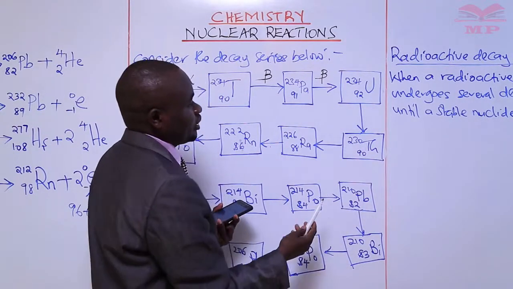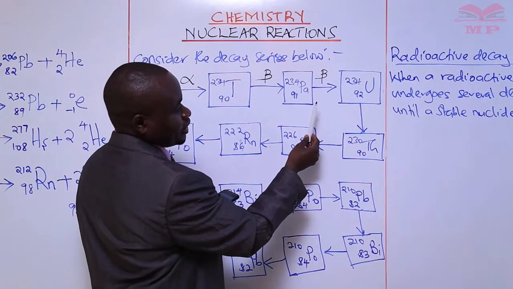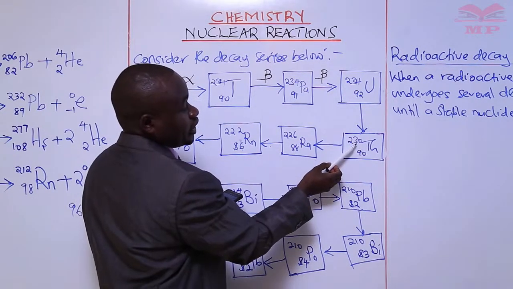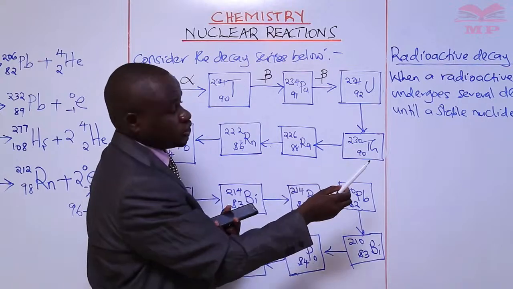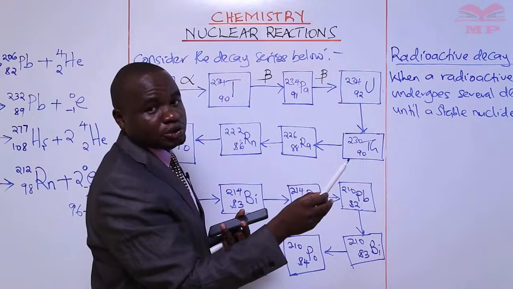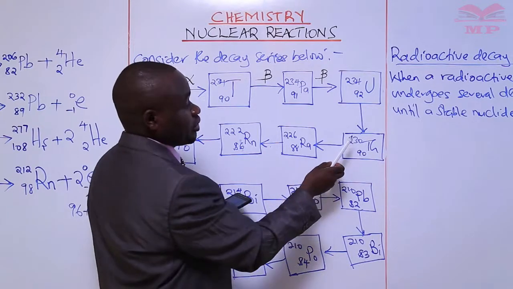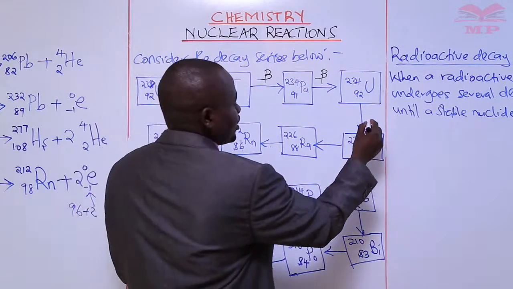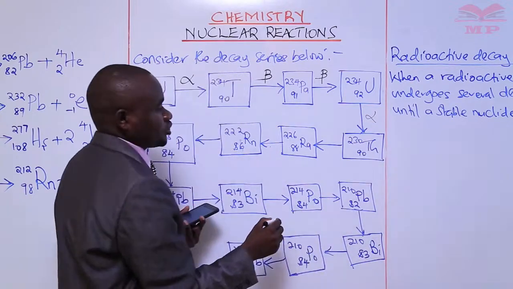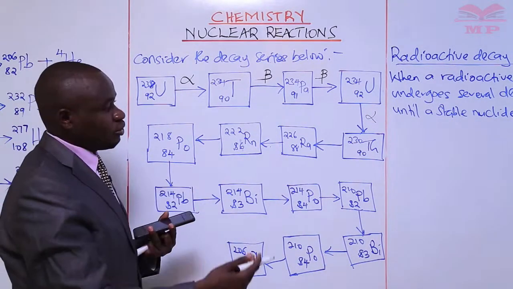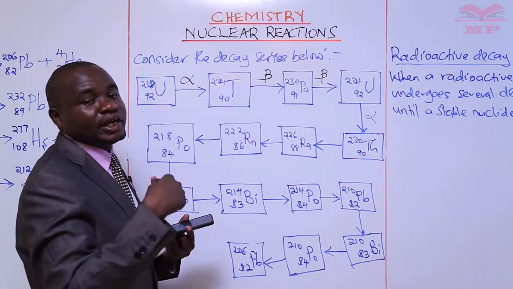How about this one? Mass number has reduced from 234 to 230. Atomic number has also reduced from 92 to 90. Mass number reduced by 4. Atomic number reduced by 2. So that should tell you that there is emission of an alpha particle. So we are saying the process takes place until a stable nuclide is obtained.